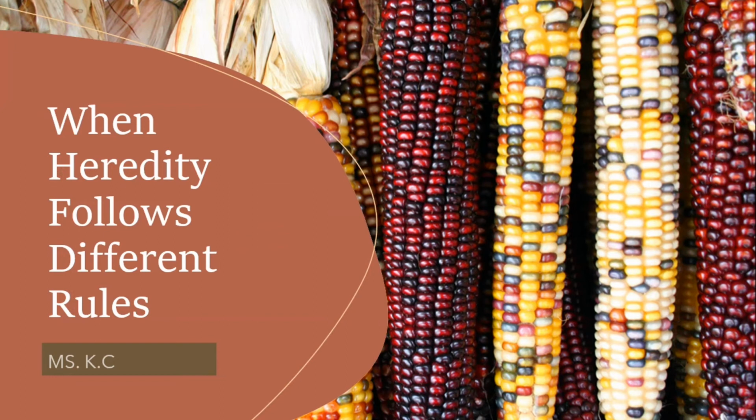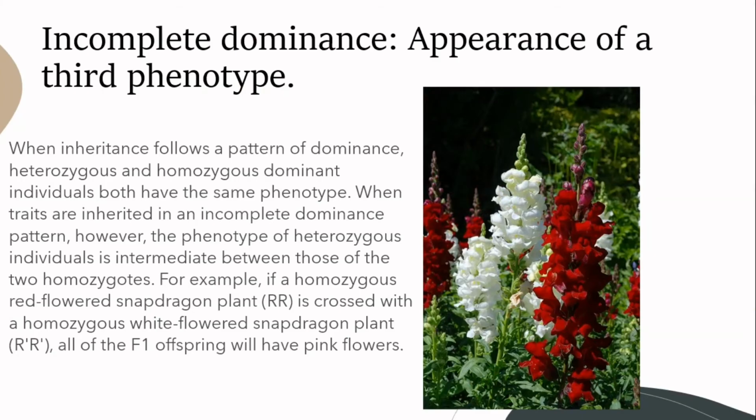Incomplete dominance, appearance of a third phenotype. When inheritance follows a pattern of dominance, heterozygous and homozygous dominant individuals both have the same phenotype. When traits are inherited in an incomplete dominance pattern, however, the phenotype of heterozygous individuals is intermediate between those of two homozygotes. For example, if a homozygous red flower snapdragon plant, RR, is crossed with a homozygous white flower snapdragon plant, R'R', all of the generation 1 offspring will have pink flowers.